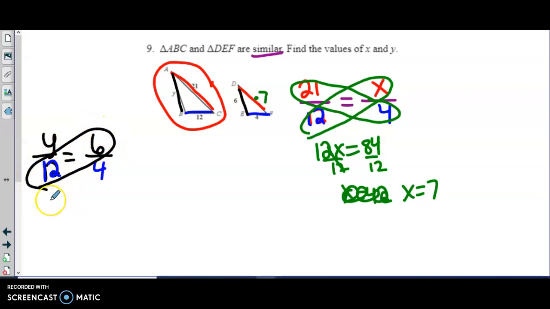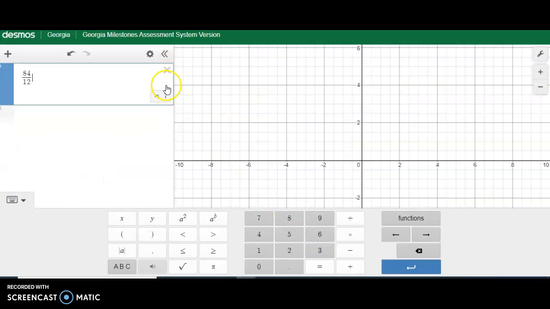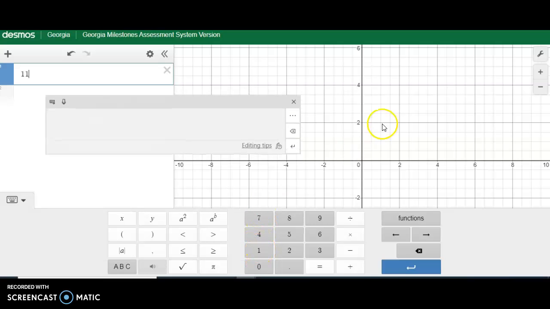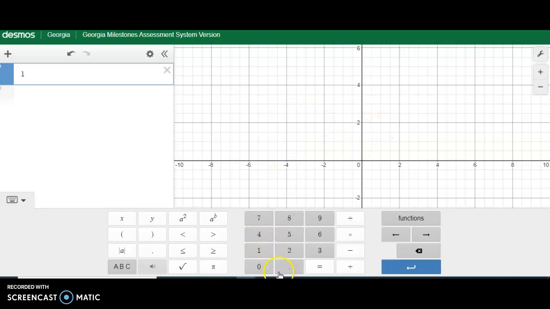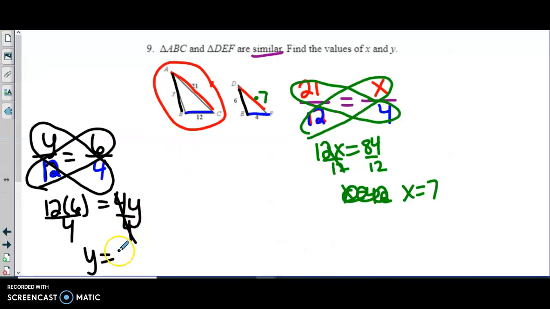So cross multiply, we have 12 times 6 equals, oh, I usually do it the other way because I like my letter to be on the other side, but it's okay. I'm going to do 12 times 6, and then I'm going to divide it by 4 to get y by itself. So let's go over here in our calculator and do 12 times 6, get an answer of 72, and then divide it by 4. So our final answer here is y equals 18. So x was 7 and y was 18.